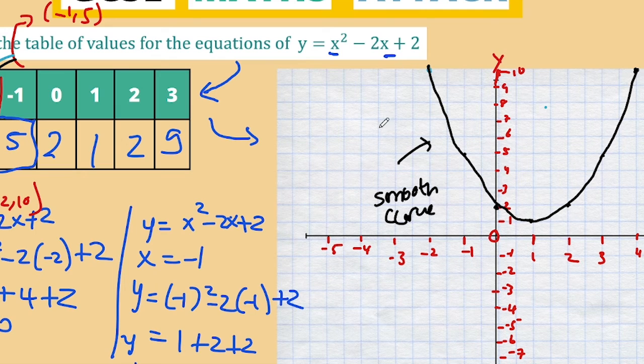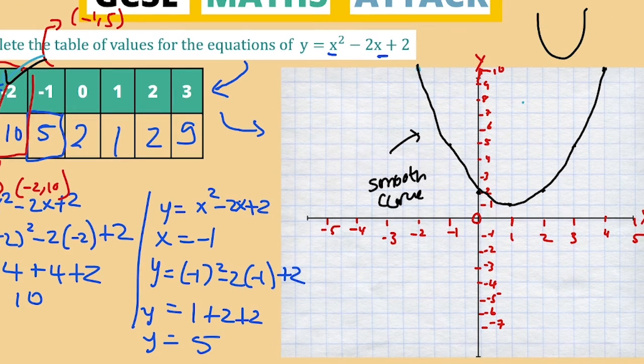Okay, now another thing I've noticed in the exam, obviously mine's got a little bit of bumps here, but yours is going to be literally a smooth curve that looks like that and goes through all the points. Another question that they do pop out is, they would ask you to estimate the x value when y is equal to 5.